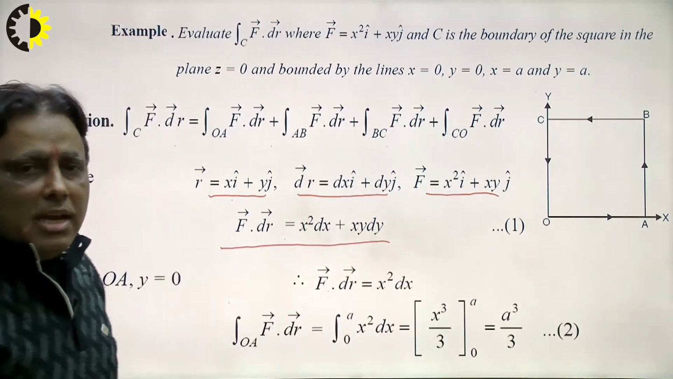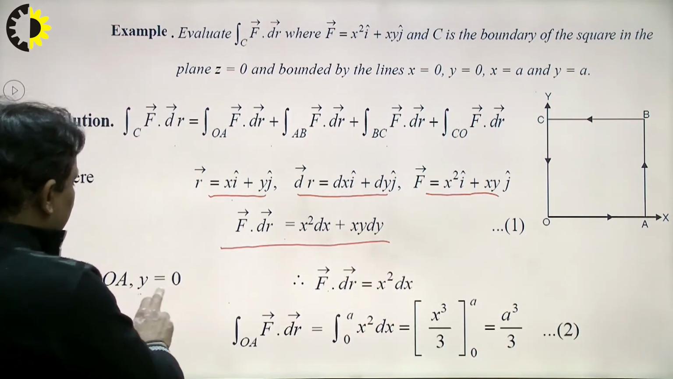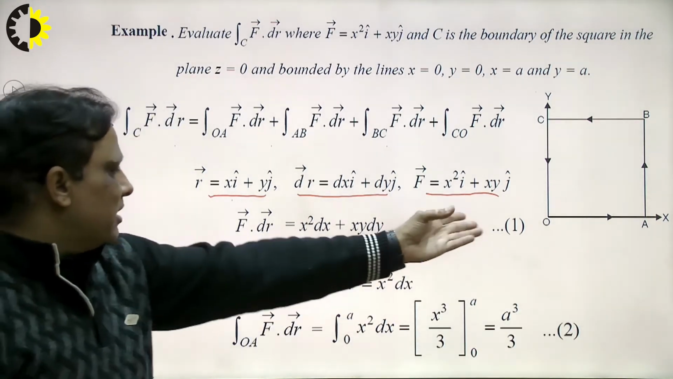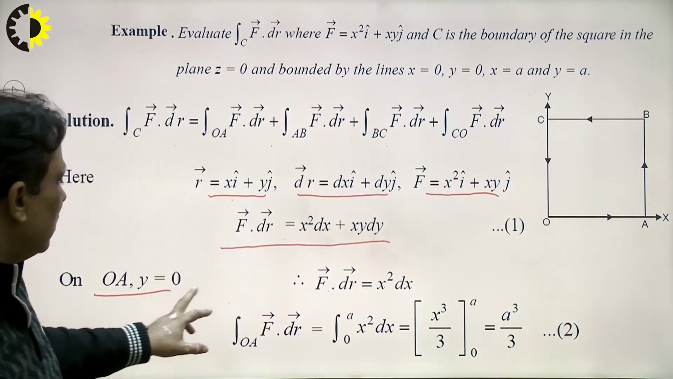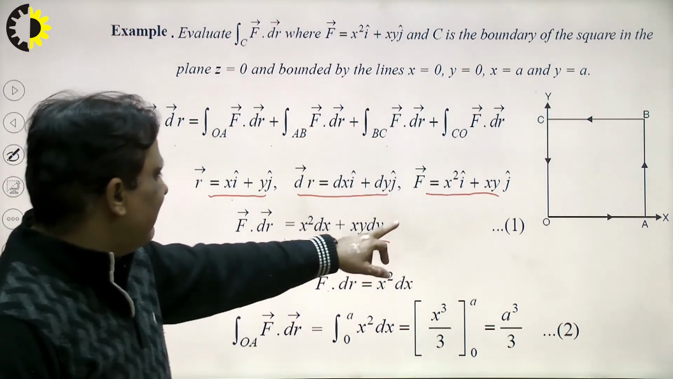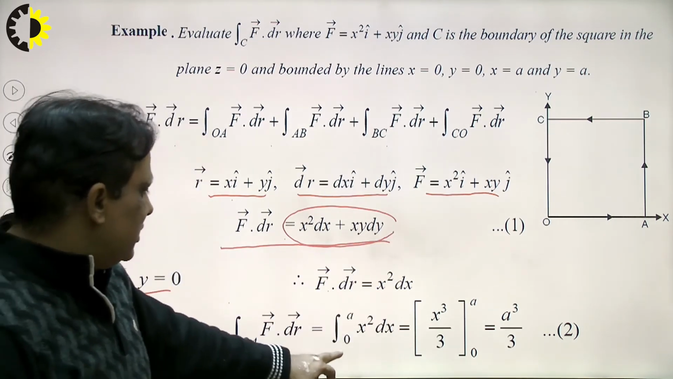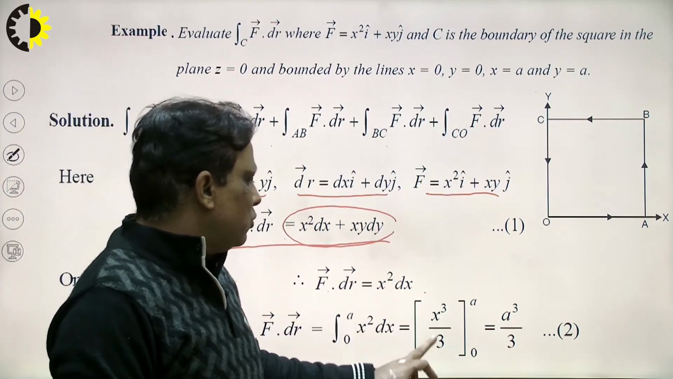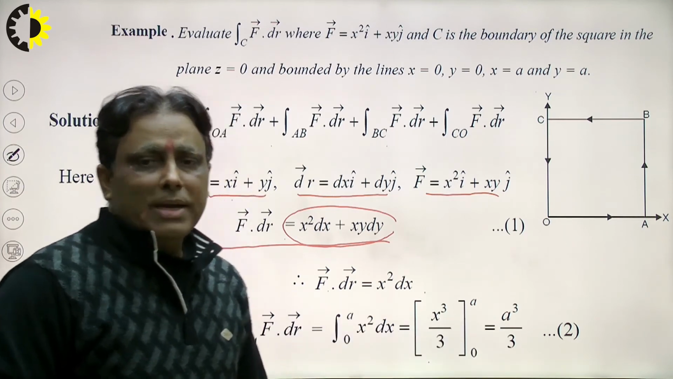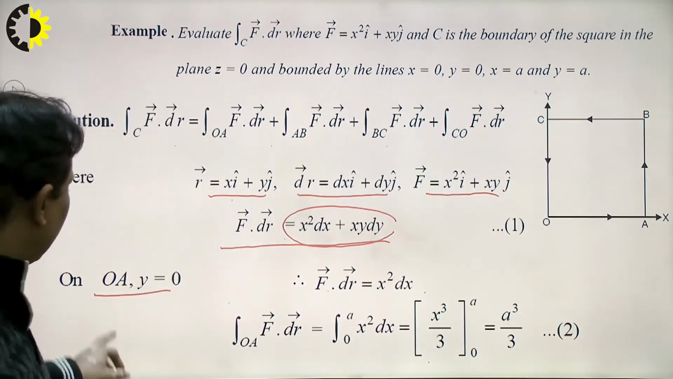So the line integral for OA: y is equal to 0, as I explained just now, and dy is equal to 0. So what will be the value of this? The value will be x squared dx here, and the limit of x is 0 to a. We calculate the integral of x squared, x cubed by 3, and the result will be a cubed by 3. In this way we can find the value along OA.